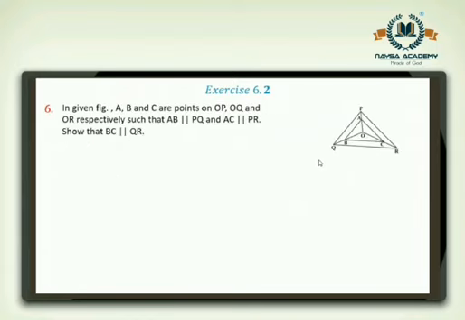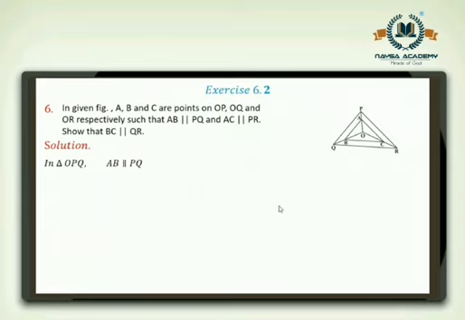Now let us move to sixth problem. In the given figure, ABC are the points on OP, OQ and OR respectively, such that AB is parallel to PQ and AC is parallel to PR. We have to show that BC is parallel to QR. Now again, as AB is given parallel to PQ, I can use basic proportionality theorem in triangle OPQ.